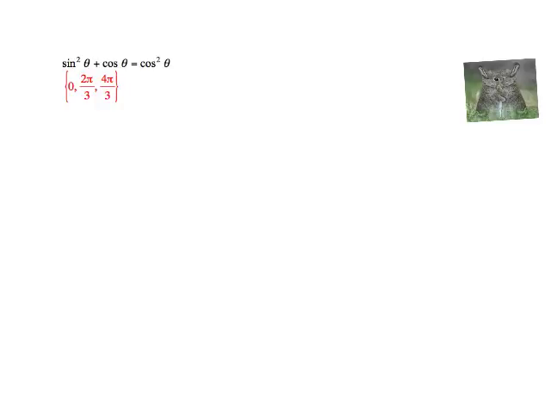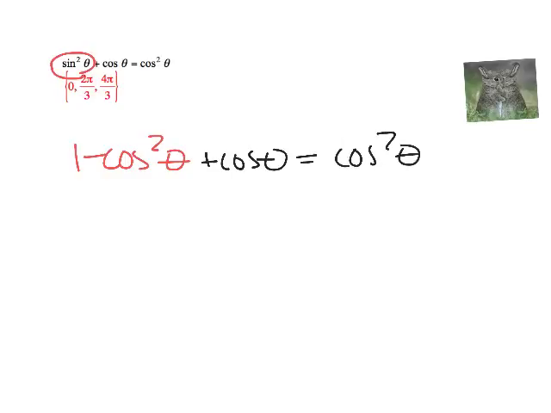All right, we're going to use a Pythagorean identity for this one. Our sine squared, we are going to rewrite it as 1 minus cosine squared so that we can get all like terms, so basically all the same variables, for lack of a better word. So we've got 1 minus cosine squared instead of that sine squared, plus cosine theta equals cosine squared theta.